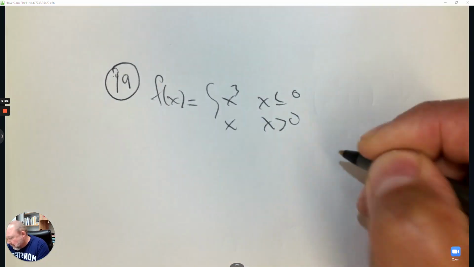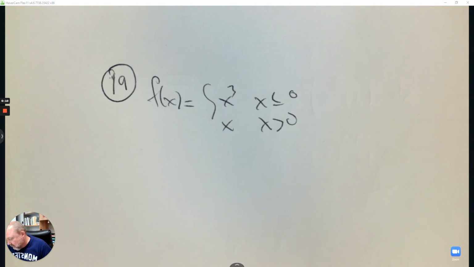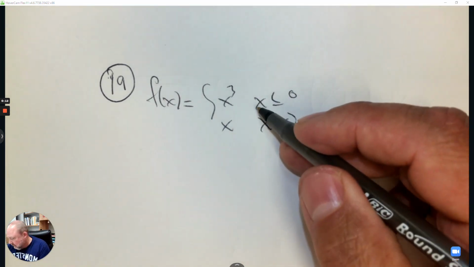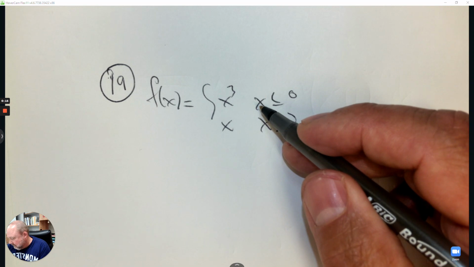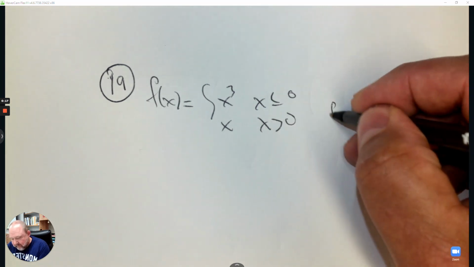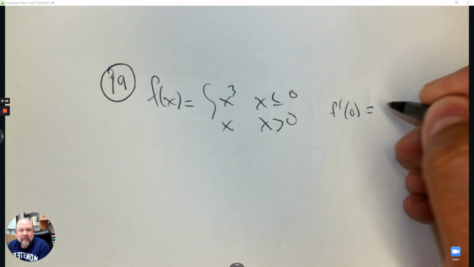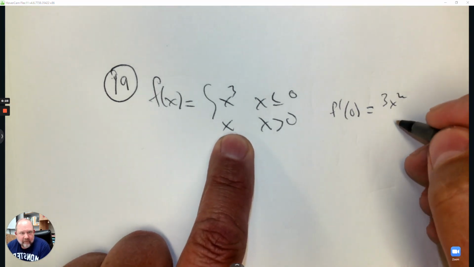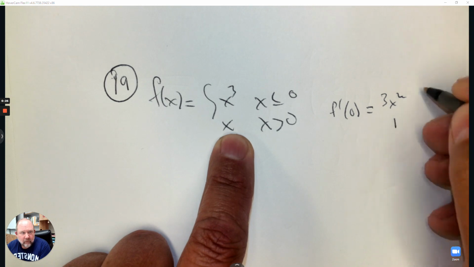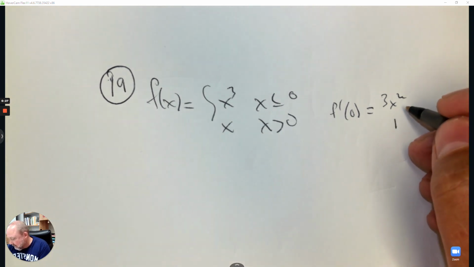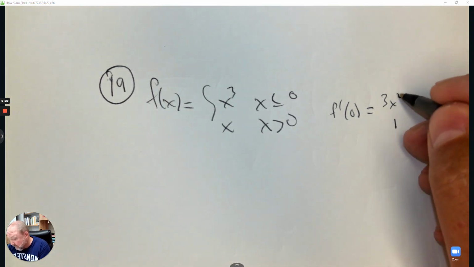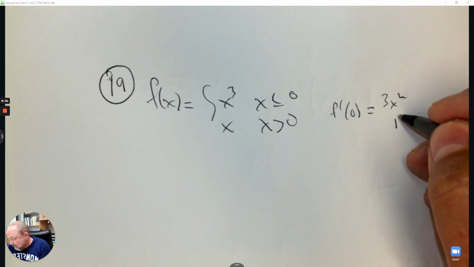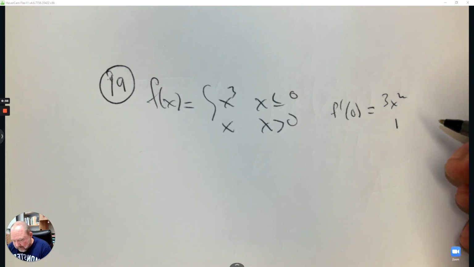So for this one, I'm assuming this is a calculus one. So I'm going to look. First of all, it is continuous, so it's not B. The derivative is 3x squared, and the derivative is 1. So when you plug in, the derivative is not it. It's not D, because the derivative at 0 doesn't exist there. F has a relative minimum.